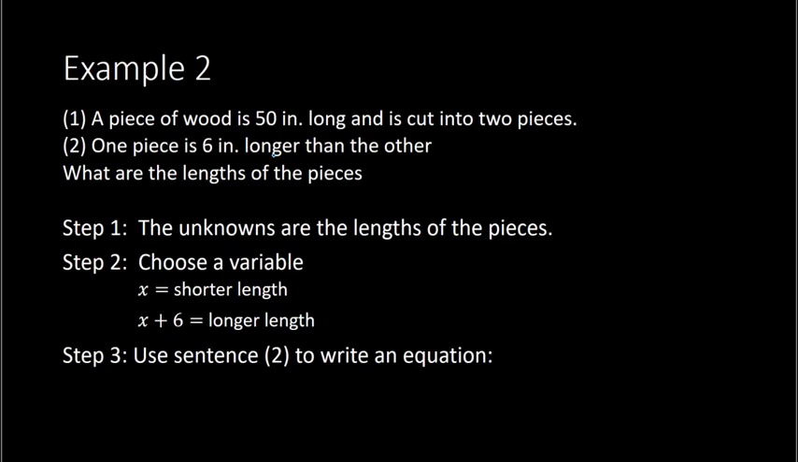So we know that together the 2 pieces will add up to be 50 inches long. That is the total length of the wood. So if we take the shorter length of x and add that with the longer length of x plus 6, we know that the total would equal 50. So this is my equation: x plus x plus 6 equals 50.